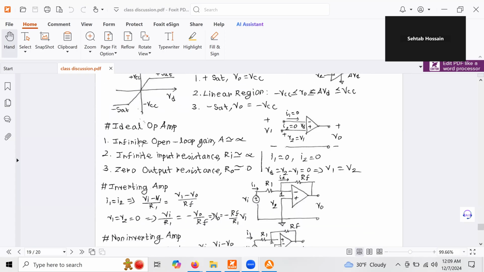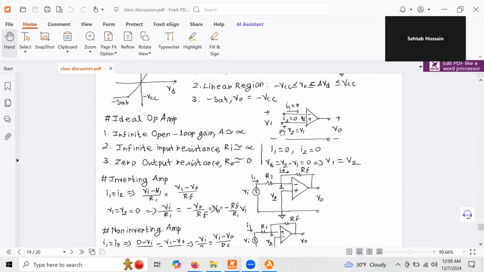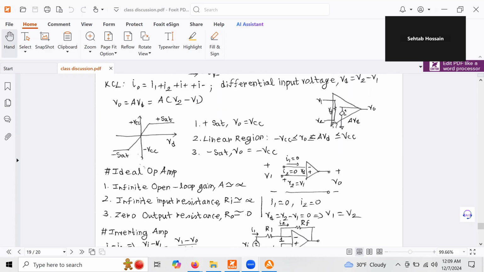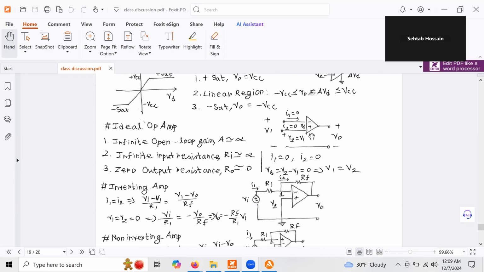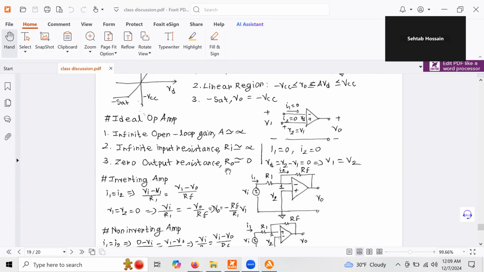These are the properties of an ideal op-amp. Infinite open loop gain, so A is infinite. Input resistance Ri is infinite. Zero output resistance. If Ri is infinite, then I1 will be 0 and I2 will be 0, then the voltage difference will also be 0, so V1 equals V2.